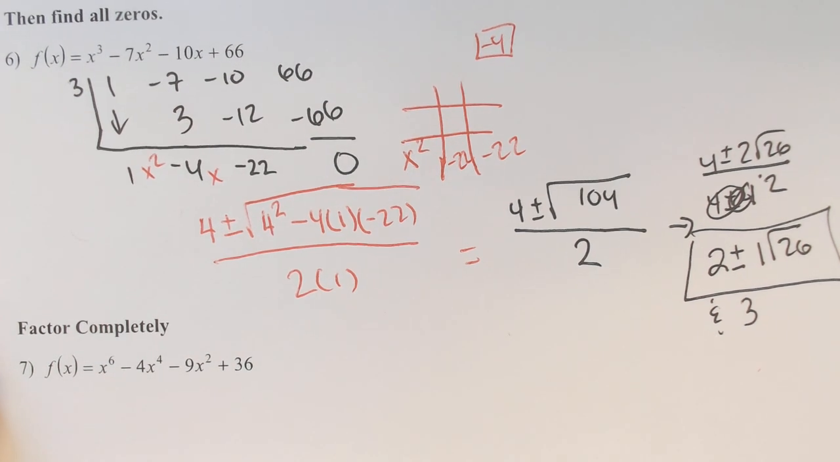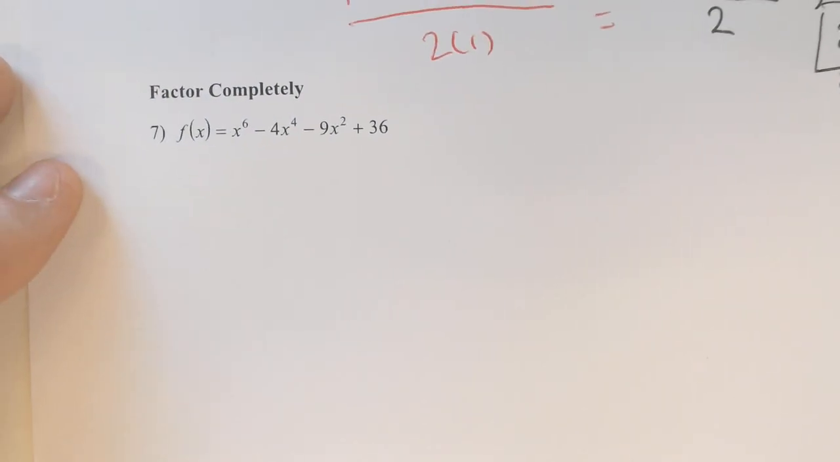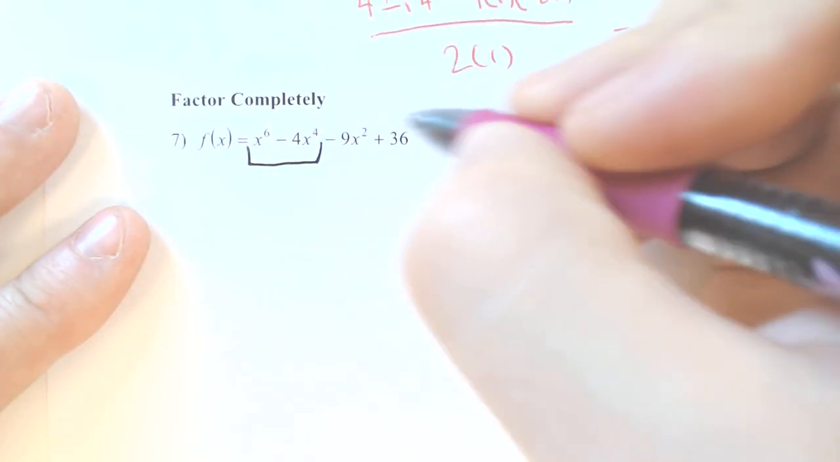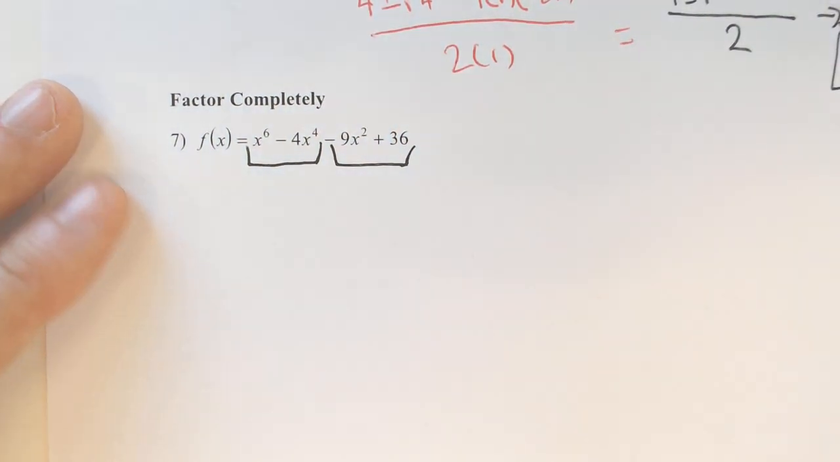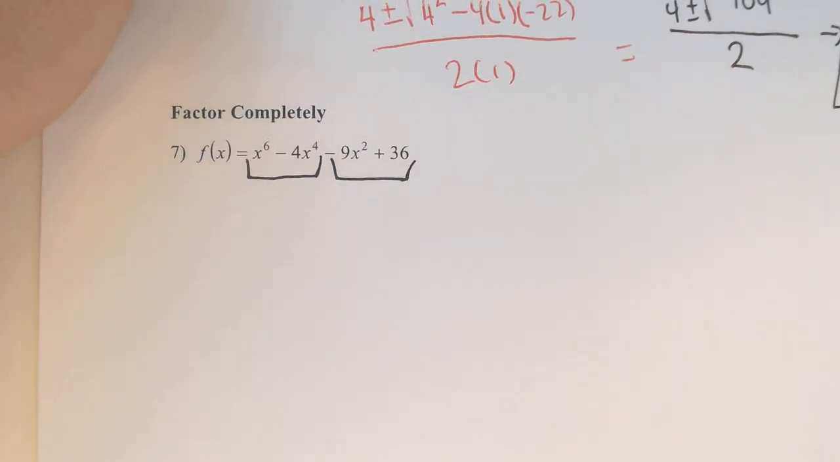So quadratic formula. Number 7. This one says factor completely. This is a factor by grouping problem. You could go through and graph it and then get a lot of your answers from that, but it would involve a lot of synthetic division, just so you're aware.